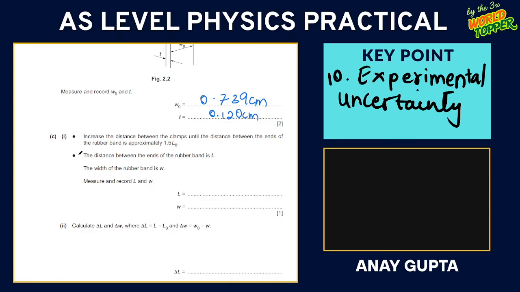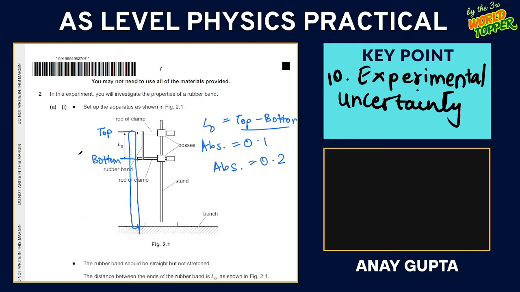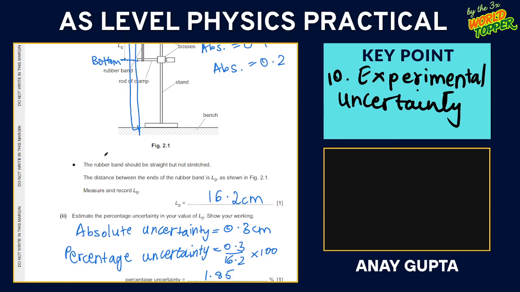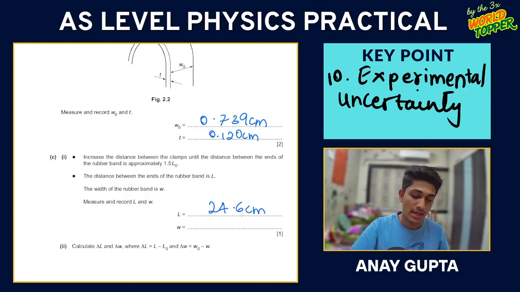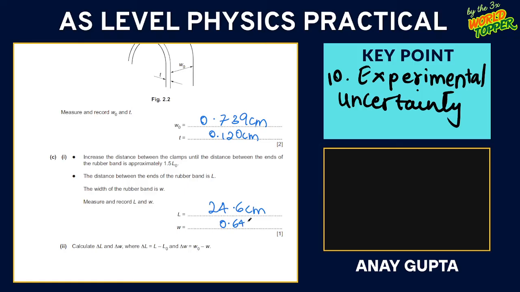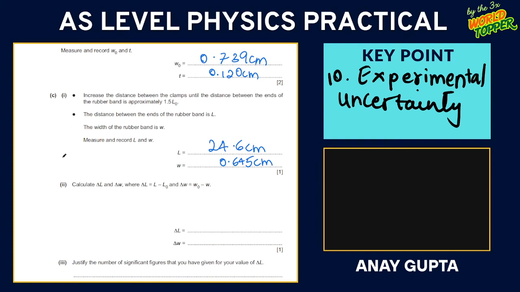Okay, increase the distance between the clamps until the distance between the ends of the rubber band is approximately 1.5 L0. The distance between the ends of the rubber band is L. The width of the rubber band is W. Measure and record L and W. Okay, so if L0 is 16.2, don't exactly take 1.5 times L0, right? Just take about 0.23 centimeters above or below. So I got my value of L as 24.6 centimeters, and W over here was 0.645 centimeters, right? Just simply recording the values, nothing too extravagant over here.